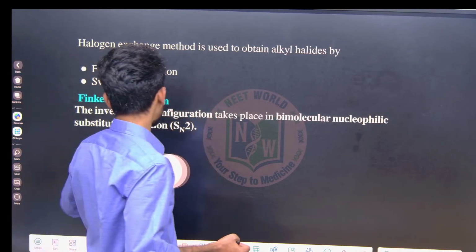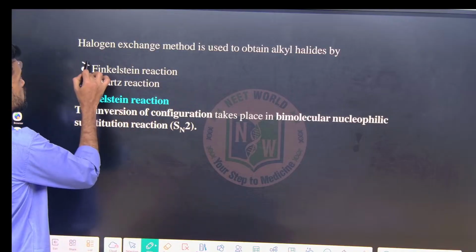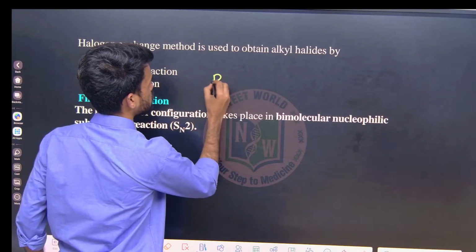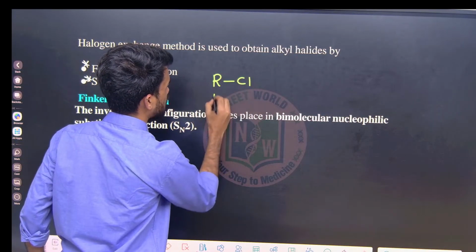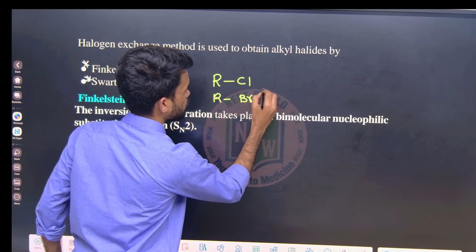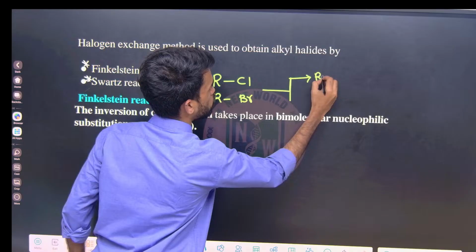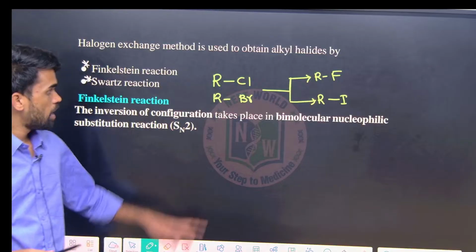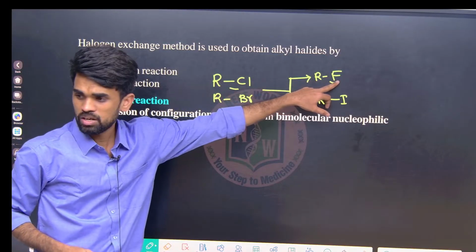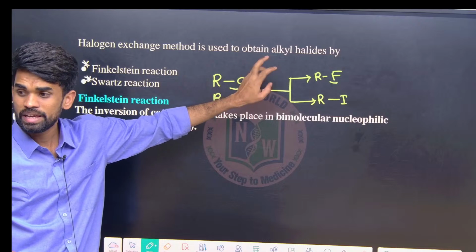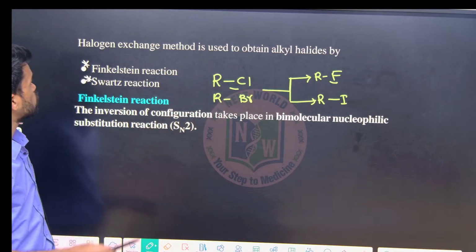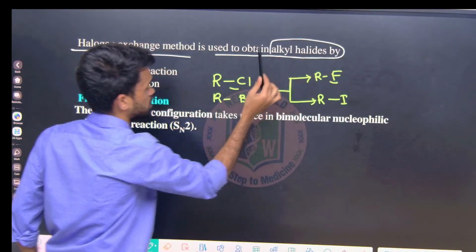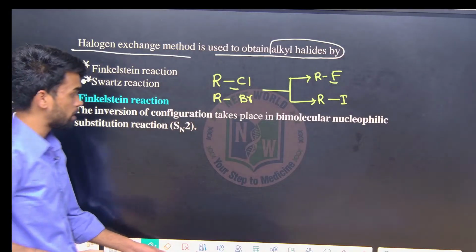Okay, so there are two reactions. One is the Finkelstein reaction, another one is the Swarts reaction. In both reactions, what we are doing? Conversion of alkyl chlorides or alkyl bromides to alkyl fluorides or alkyl iodides. Now remember, one halogen is exchanged by another halogen. So I can say these reactions are halogen exchange reactions. The halogen exchange method is used to obtain alkyl halides, especially fluorides and iodides.